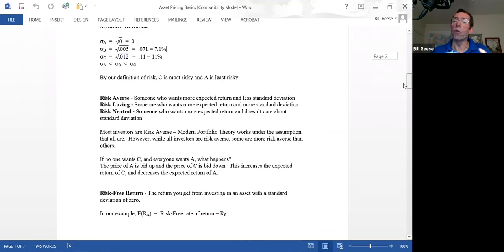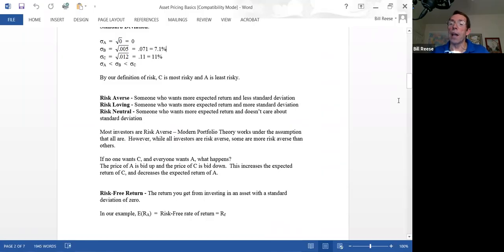But for right now, it's very important to get this concept of what a risk-averse investor is. It's someone who wants a higher expected return and a lower standard deviation. And we're going to assume that everybody is risk averse, and we can measure volatility by standard deviation.